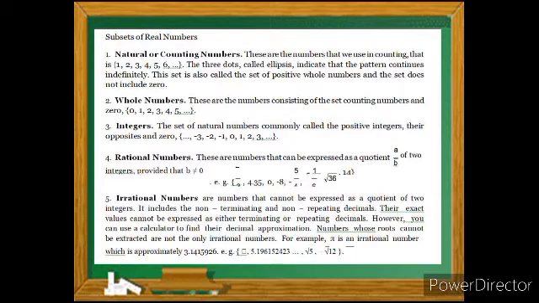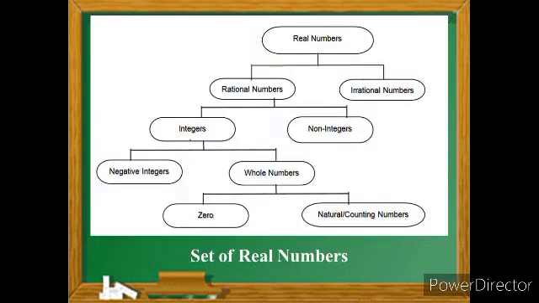Numbers whose roots cannot be extracted are not the only irrational numbers. For example, pi is an irrational number which is approximately 3.141592, or that is 3.1416. So that is an irrational number kasi wala po siyang exact value. May decimal siyang kasama.